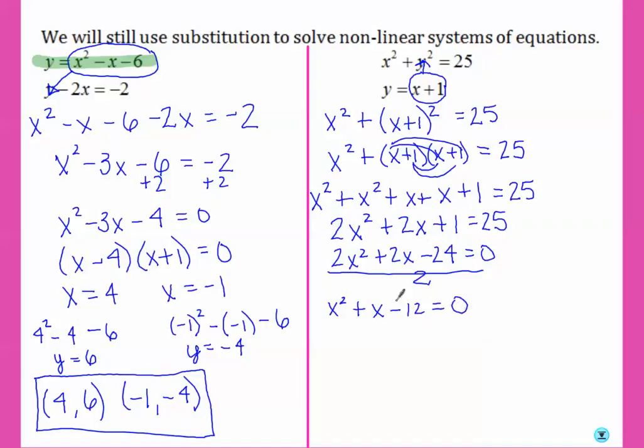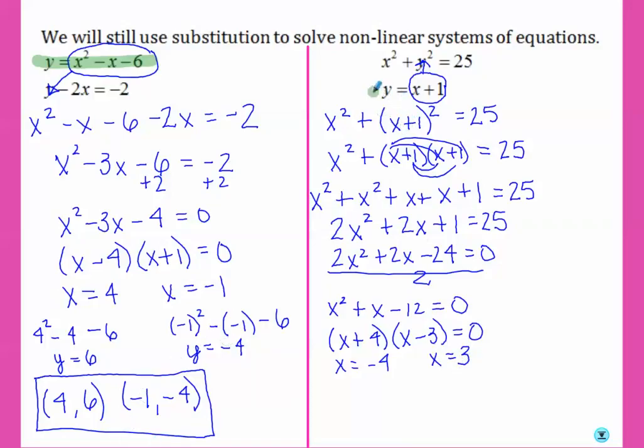What two numbers could we multiply to get -12 that'll add up to 1, the coefficient of x? That would be +4 and -3. So our factors are (x plus 4) and (x minus 3) equals 0, which tells us that x equals -4 or x equals 3.